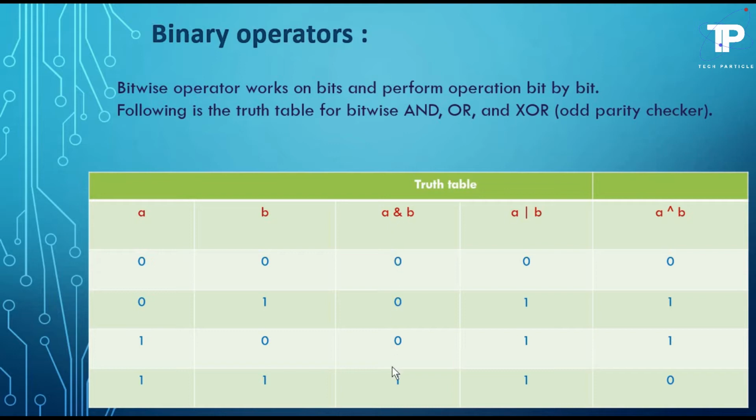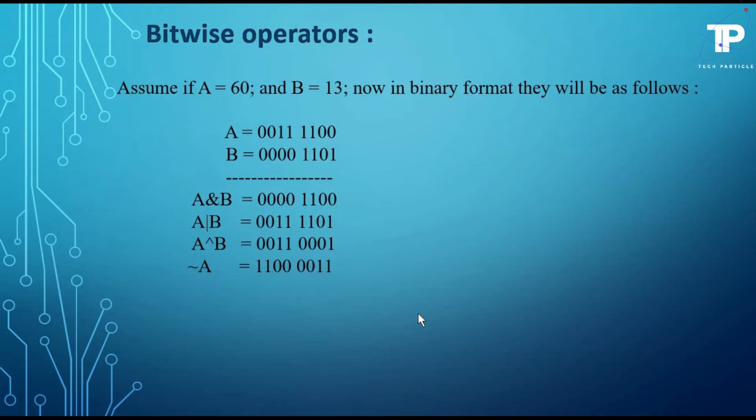AND is a binary operator that gives value 1 if both the operands are greater than 0 or non-negative integers. The OR operator gives value 1 when either of the two operands is a non-negative integer, and XOR is an odd parity checker. It is 1 only if exactly one of the two operands is 1. Now let's see with an example.